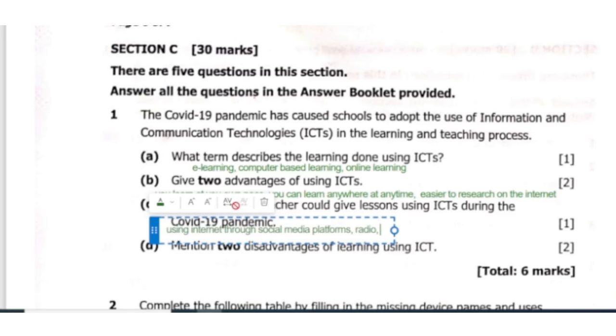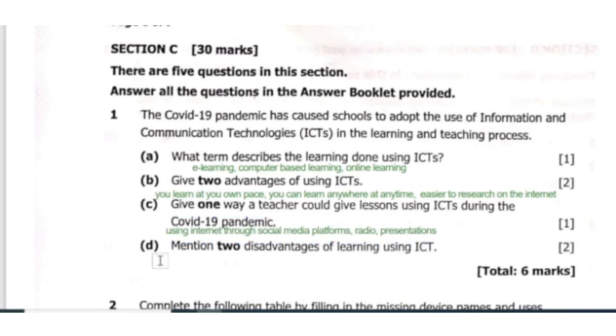You can also use presentations. As you can see, they just want you to state one, but I've given you three, so you can pick one from there. Those were the correct answers. However, there are many ways a teacher can give a lesson to the learners using ICTs.